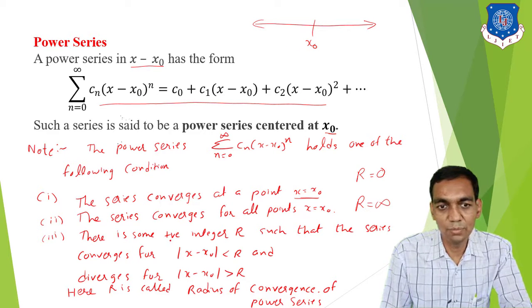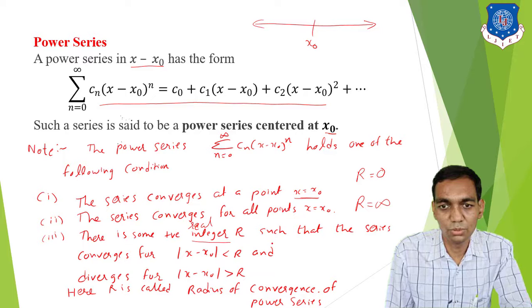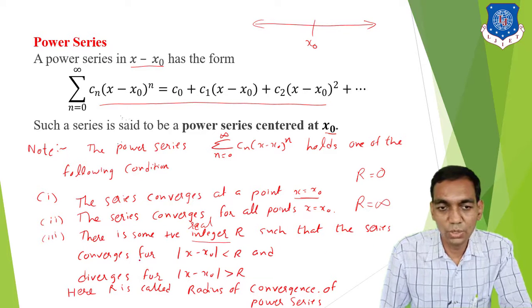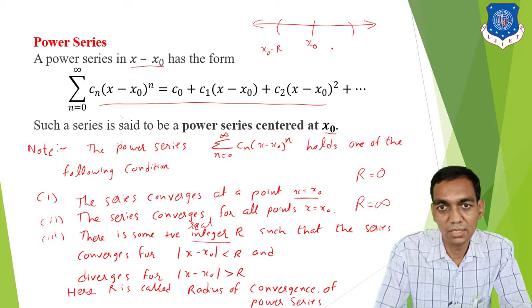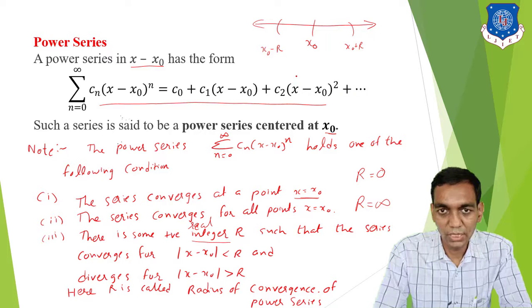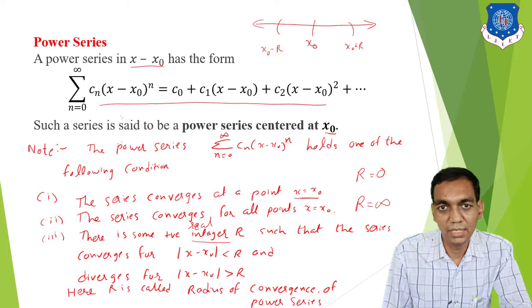But suppose R has some positive real value. It is not necessary that it is an integer. It may happen it has any real value. Then in that case also the series is going to be convergent for mod of x minus x0 less than R. That means you have an interval of convergence from x0 minus R to x0 plus R. At the end points you have to discuss separately. And for mod of x minus x0 greater than R, the series is said to be divergent. Here capital R is nothing but your radius of convergence.